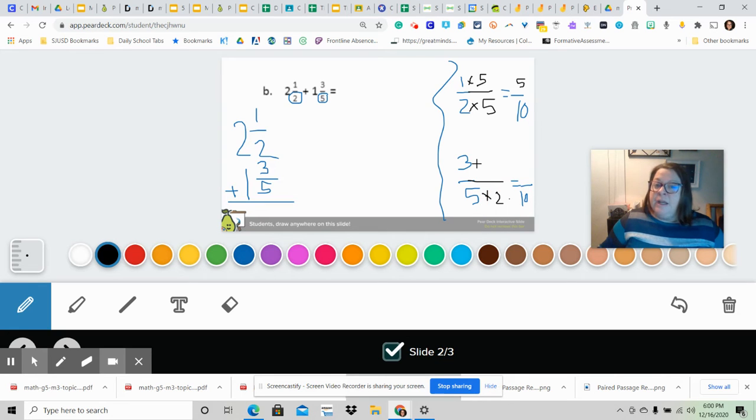Go ahead and add that. Whatever you do to your denominator, you have to do to your numerator, because again, you are making 1 whole. 2 halves is 1 whole, because 2 divided by 2 is 1. So 3 times 2 is 6. Ooh, I like this problem. So we're going to go ahead and rename this.